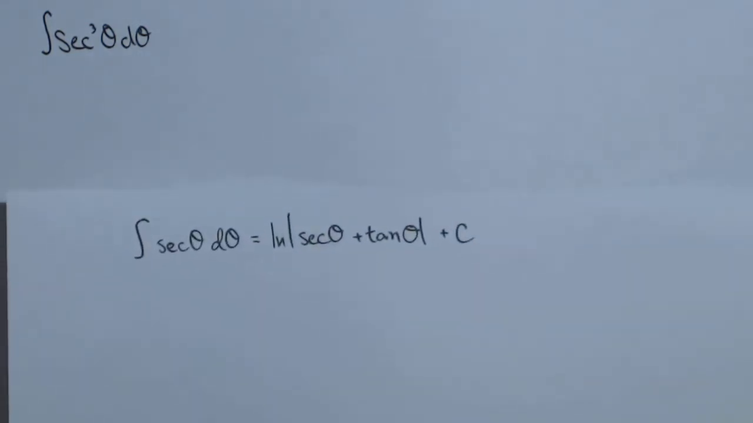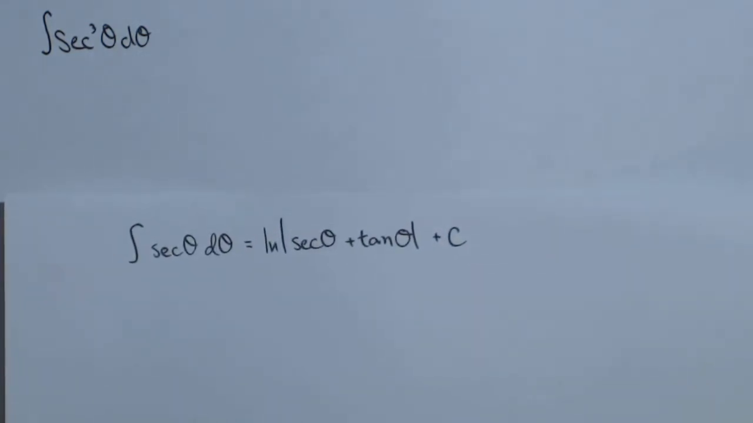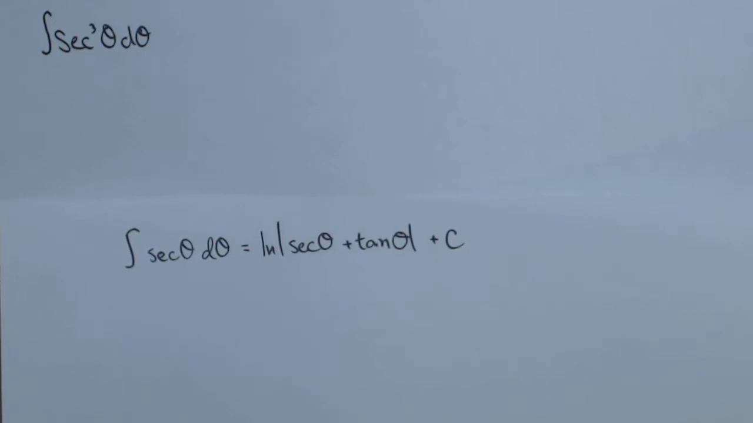In this video, we're going to derive the antiderivative of secant cubed theta. And one fact we're going to need is that the antiderivative of secant theta d theta is the natural log of the absolute value of secant theta plus tangent theta. If you want to see how that's done, I have another video for that, and I'll put it down in the description.